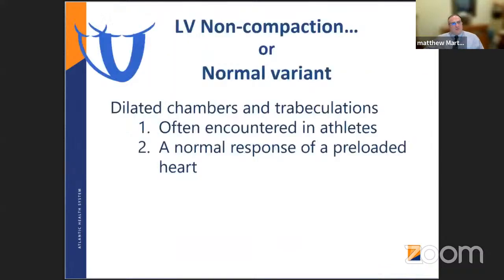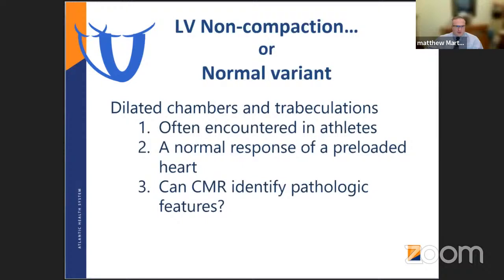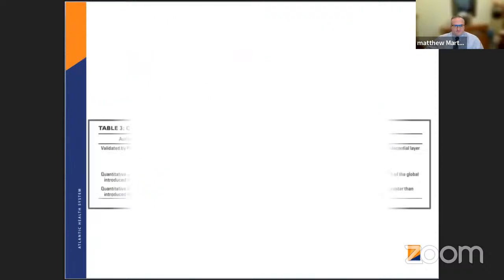And he said, we now conclude that dilated chambers and trabeculations are often encountered in athletes. Much like we saw with physiologic adaptations, those trabeculations are really common. It's a normal response of the preloaded heart. But perhaps cardiac MRI can help identify helpful features that may sort this out.